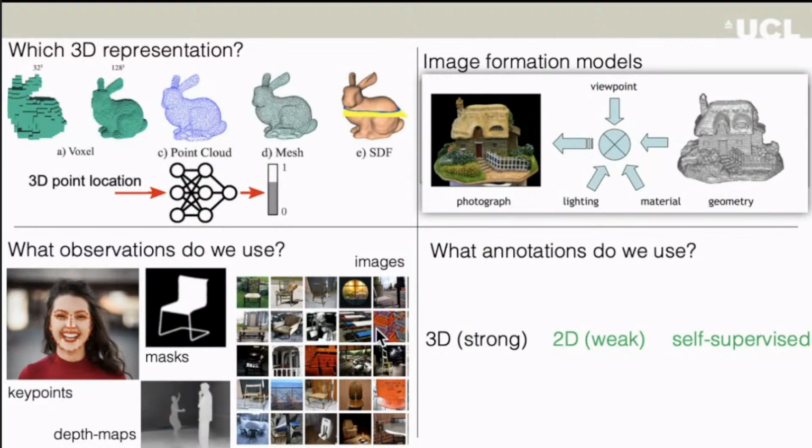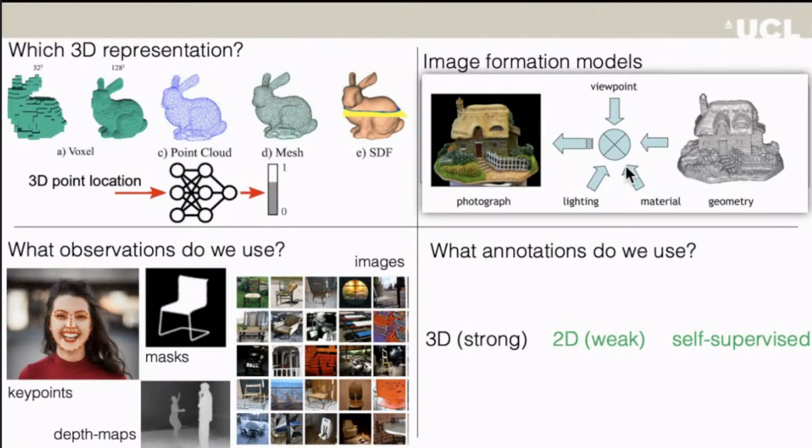And then, of course, another important thing is what annotations do we actually use? I've already discussed this a little bit. Do we have the luxury of having some 3D annotations, a data set that provides us with strong supervision in the form of 3D annotations? Or, maybe more interestingly, can we train our models using only weak supervision, so 2D annotations, or even design a self-supervised approach that doesn't need any annotations at all? All of these are interesting questions that we need to think about when we're designing our 3D inference systems.